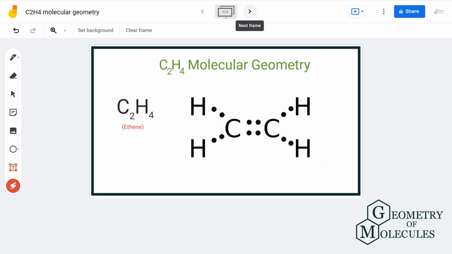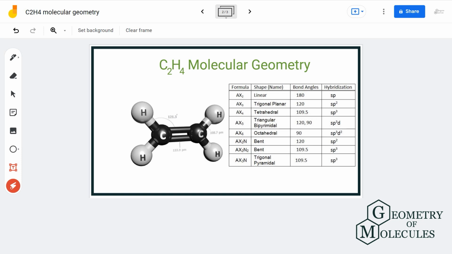So here we have two geometric centers. If we look at the structure in 3D, we can see that the structure is trigonal planar at each geometric center. Let us use the AXN notation method to see if we are on the right track. So here A stands for the central atom, X is the number of atoms that are forming bonds with the central atom, and N is the number of lone pairs of electrons present on the central atom.